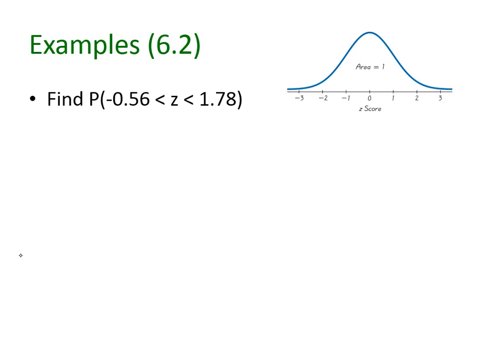When we were looking at things last time, we were using the tables to help us try to figure out what those different probabilities were. I want you guys to go ahead and use your tables to refresh your memories on what you were doing on this problem. If I am trying to find the probability that my z-score is between negative 0.56 and 1.78. Table A2.